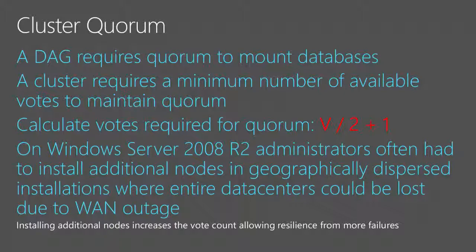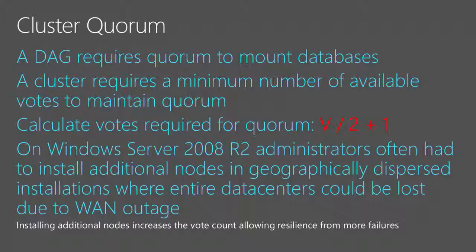Historically, in order to achieve resiliency, what some previous Exchange customers would do, like in 2007, and some of you may have done this in 2010, is add additional servers that don't have user load just to get additional votes in the cluster. Why would you want to do that? Well, the more votes you have, the larger the cluster, or the larger the cluster, the more votes you have. And the more votes that you have, the more that you can lose and still keep the system up and running.